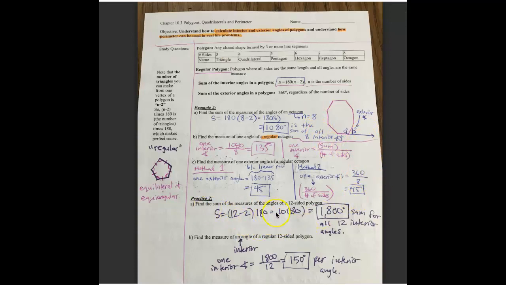This is a little bit of the same here. The sum of the measures of a 12-sided polygon, it's just S equals 180 times n minus 2, n being the number of sides. So if it has 12 sides, 12 minus 2 times 180, which 12 minus 2 is 10, and 10 times 180 is 1800 degrees sum for all 12 interior angles of a 12-sided polygon. That'd be a dodecagon if you want to name it.